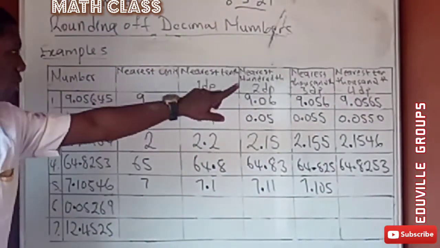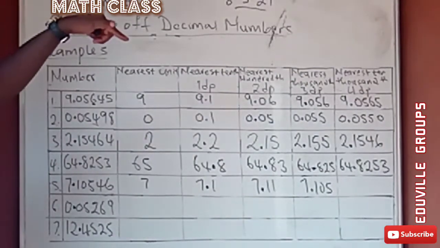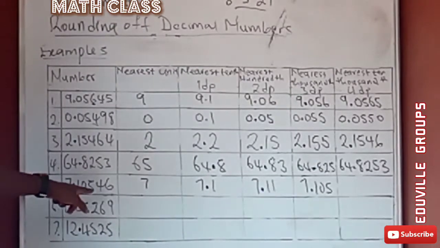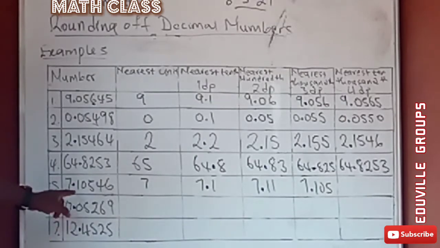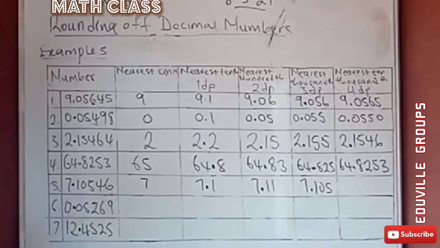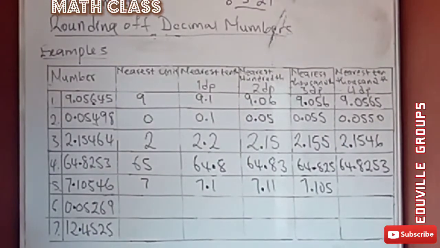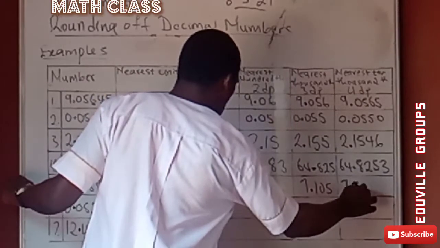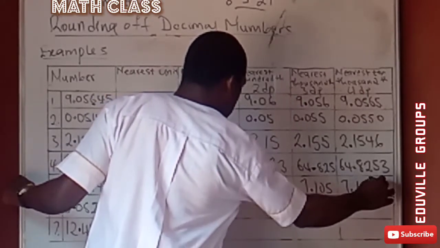7.105. Now in the last column, we have rounding to the nearest 10,000. Then we check. Yes, we have up to 10,000. The number at that place is what? 4. And the next number is what? 6, which is up to 5. Therefore, we're adding 1 to 4. So our answer is going to be what? 7.1055.